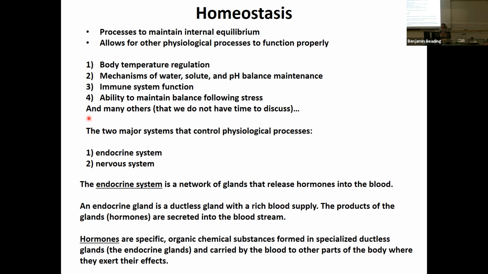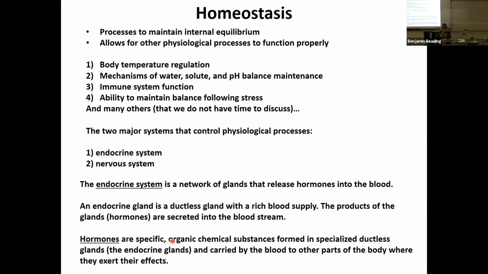So we're going to begin with two major systems that control or essentially regulate all these processes, and that is the endocrine system and the nervous system. And so a lot of this is going to be review. The endocrine system is defined as a network of glands that release chemicals called hormones into the blood. An endocrine gland is a ductless gland with a blood supply. The hormones are transported in the blood. That's how they get to their destination of action. And the products of these glands are called hormones. They're secreted into the blood where they then act on specific tissues.